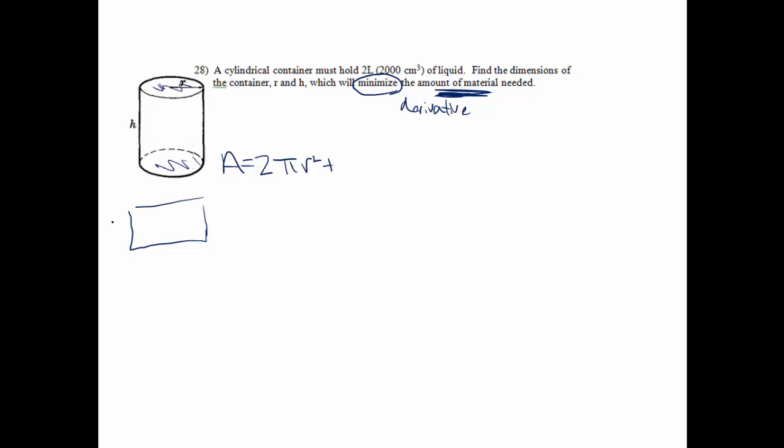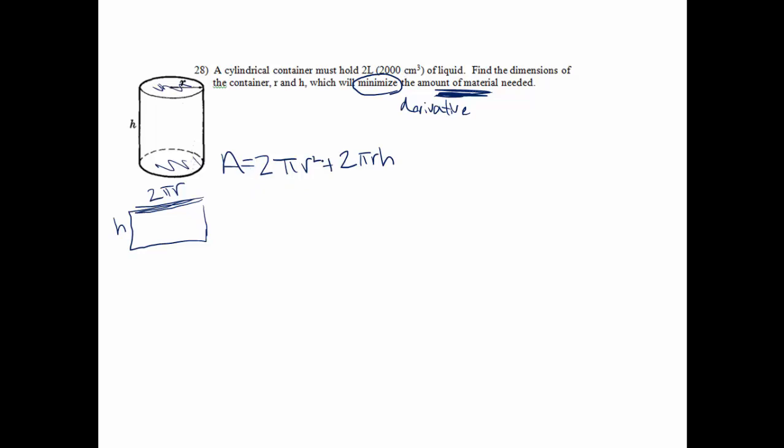I can notice that the height of that rectangle is going to be h, and this part of the rectangle is actually the circumference of the circle, which I know is 2 pi r. So the area of that rectangle is going to be 2 pi r h. So I have a formula to take the derivative of.